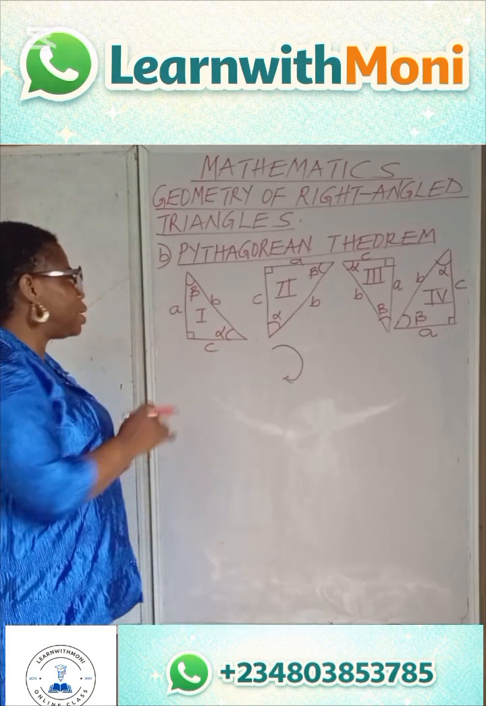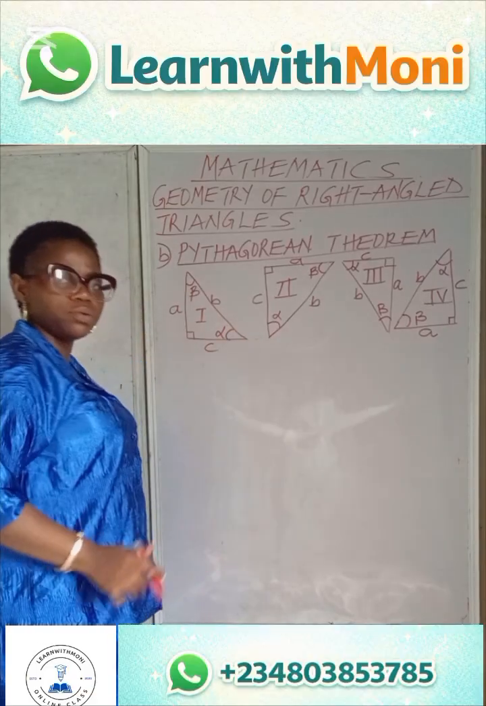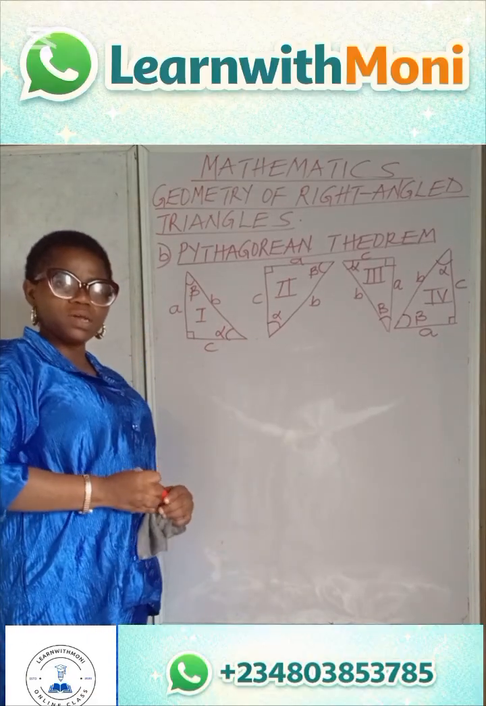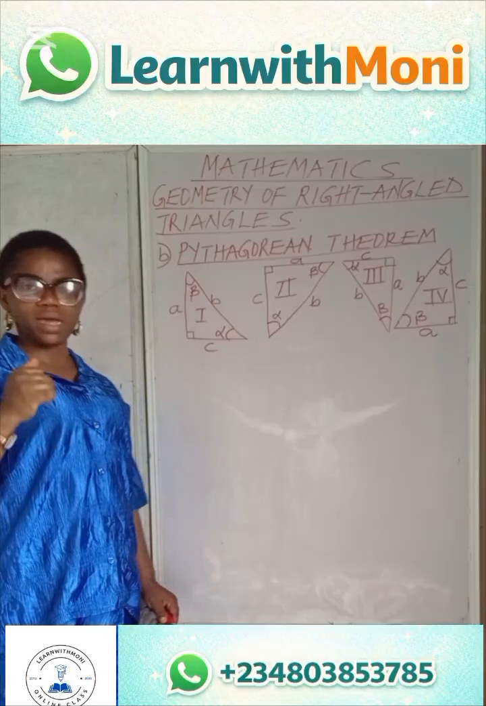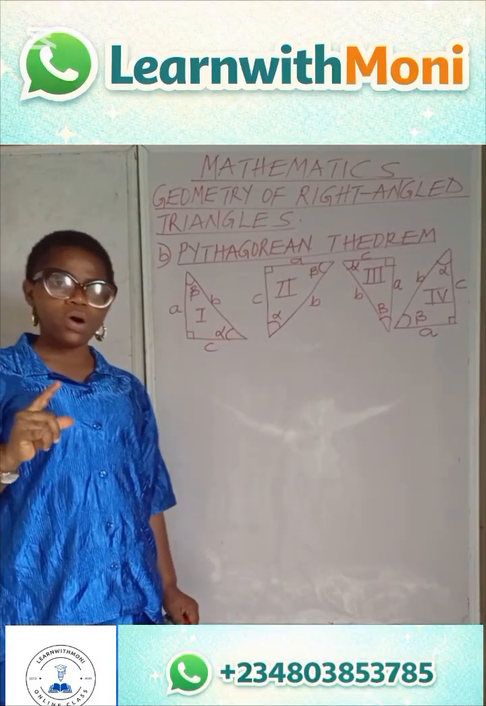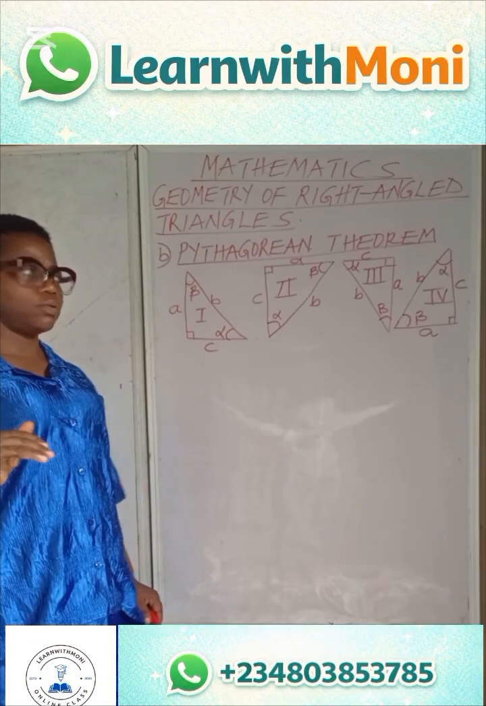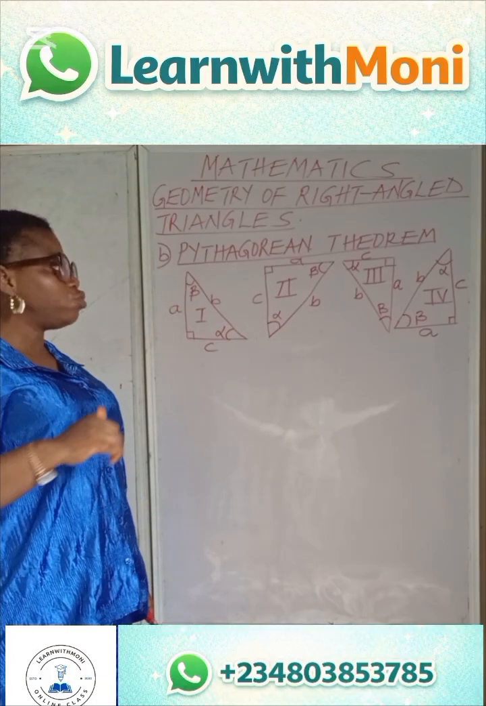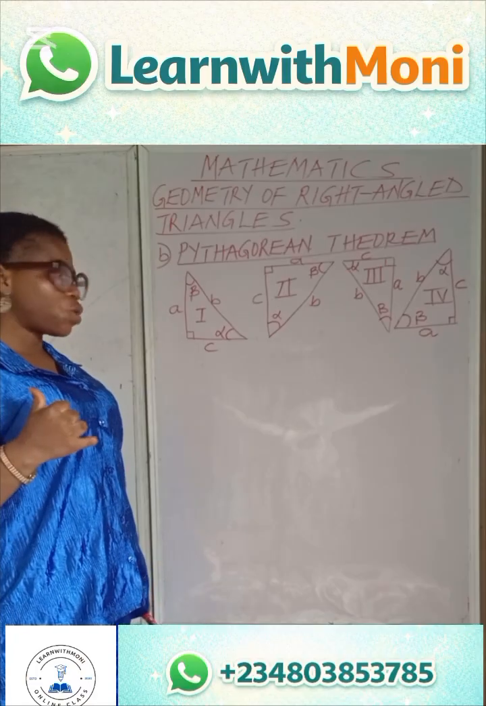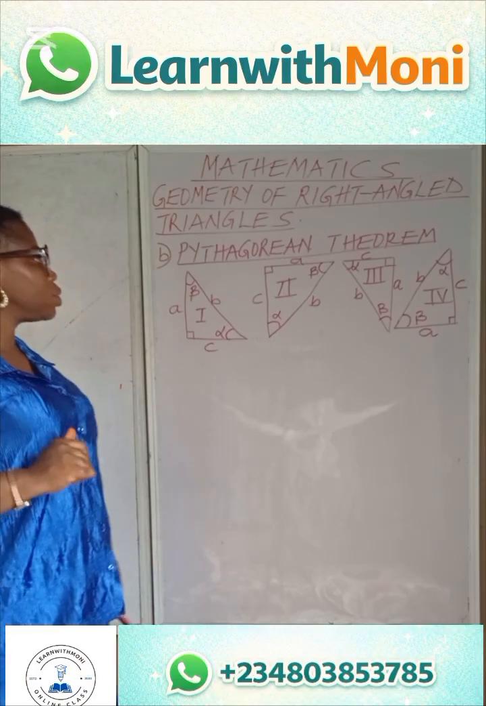We want to compare the 3 sides of a right-angled triangle. That is the hypotenuse, the opposite, and the adjacent. If you have not watched my video on naming the sides of a right-angled triangle, I advise you go and watch it now, because it is a prerequisite to this class.